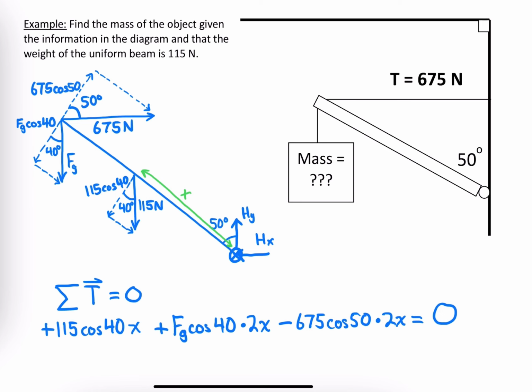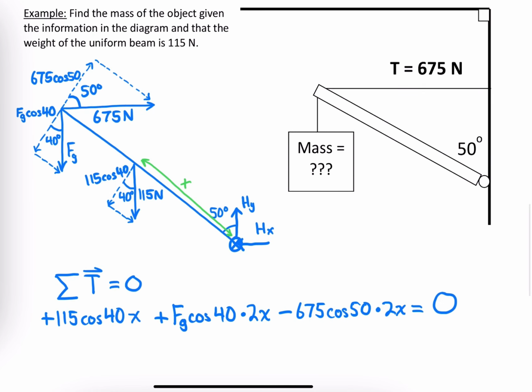So now we can deal with this x. The nice thing here is because I have an x in every single term, I can just divide my whole equation, both sides, by x. I can divide this by x, and it'll go away. I can divide this by x, it'll go away. If I divide this by x, it'll go away. And if I divide this by x, it still stays as 0. So by dividing every term of my equation by x, they all cancel out.